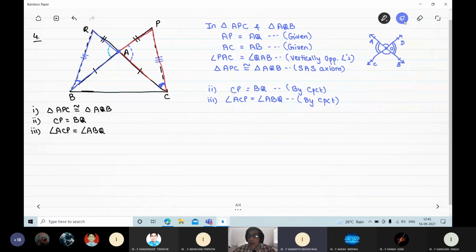If it is a 3-mark question, you get 1 mark for writing vertically opposite angles, because these two things were given. You get 1 mark for writing the axiom correctly, and combined 1 mark you get here. So that is how the 3 marks will be distributed in this question. Is this clear?